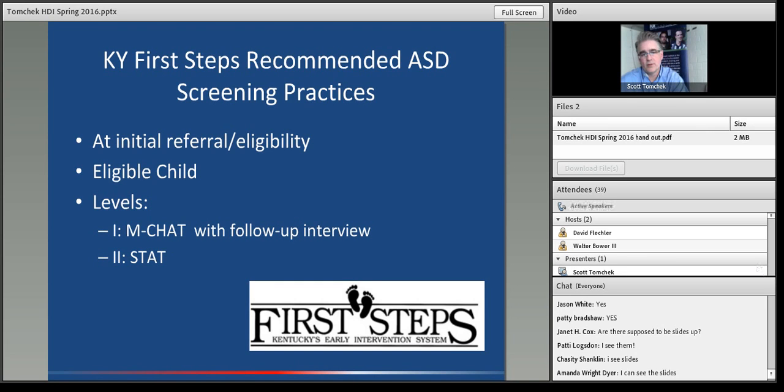This is to determine which children should move forward with a diagnostic evaluation very early on, so that we can establish eligibility with the established risk condition of autism spectrum disorder if the child meets criteria, and then move forward with writing an IFSP that uses the evidence and targets the interventions that we know are effective for young children with autism.